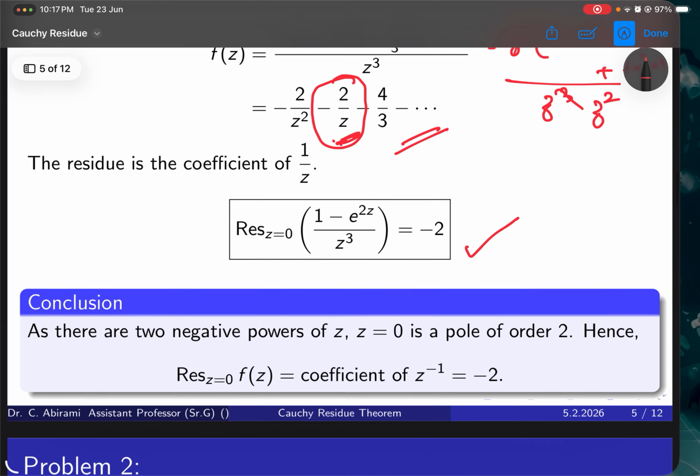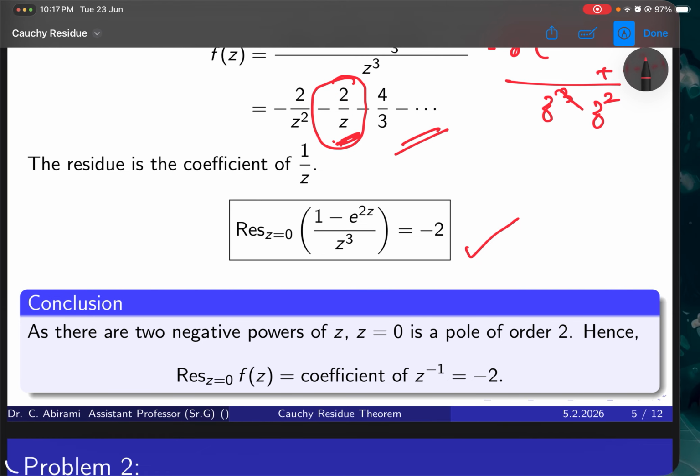Okay. So this expansion contains only a finite number of negative powers, only 2 terms. When there is a finite number of negative powers, that singular point we call a pole. So only 2 terms it contains. It's a pole of order 2. z = 0 is a pole of order 2. So from that we can manipulate the residue also.